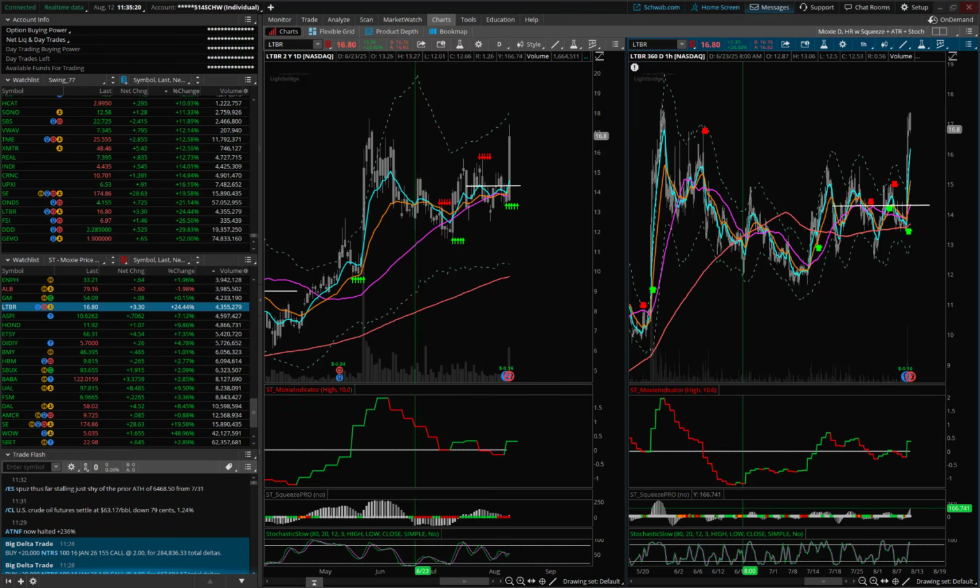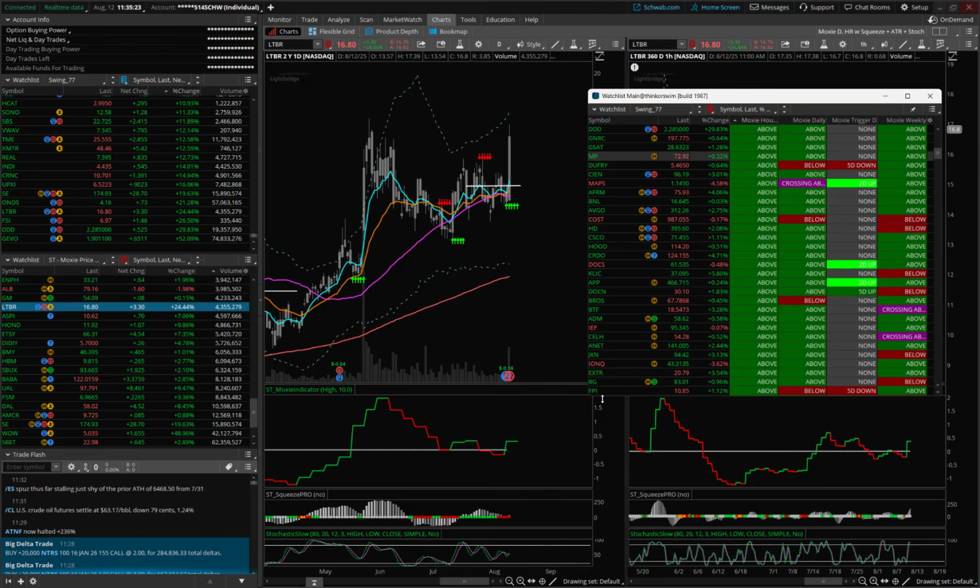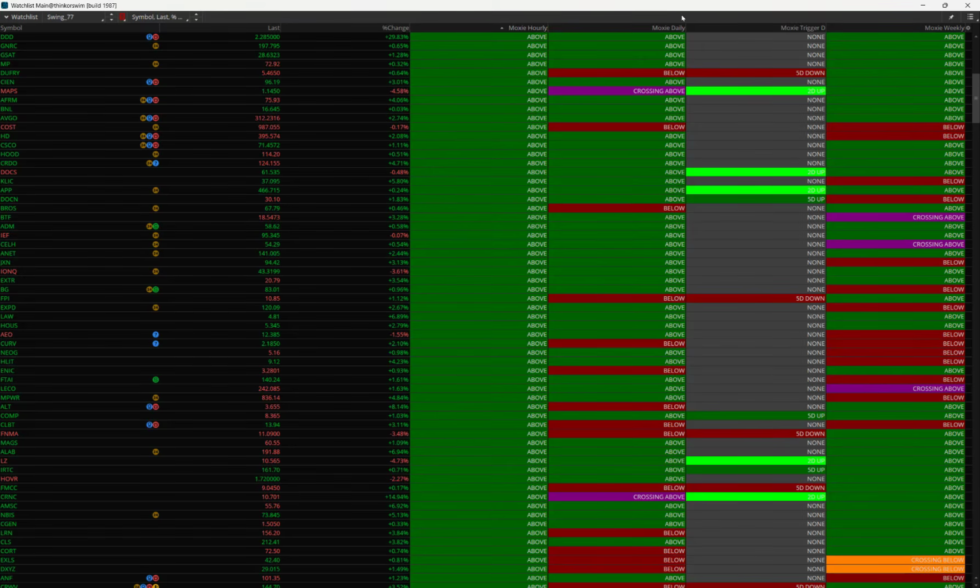The other thing is, when you get the Moxie Indicator and you get the package with it, you also get this thing, and we call it the Moxie Watchlist. What it is, you can see, is a way to take your watch list or the scanning watch list, and you can then separate it even further via the Moxie Indicator here. You can say, well, tell me all the stocks in my watch list that have the weekly Moxie Indicator above or below 0. Great, you can look at that.